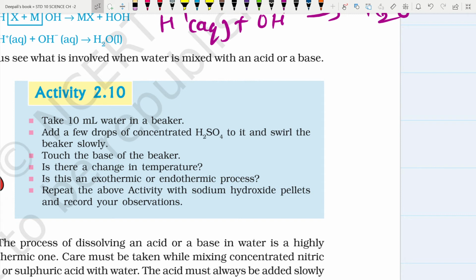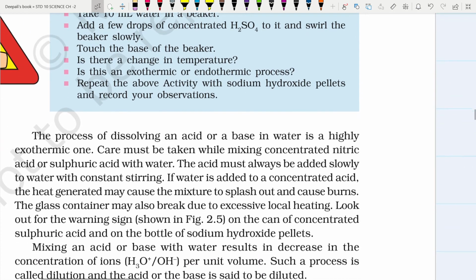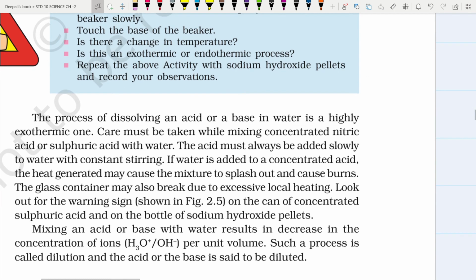The process of dissolving an acid or a base in water is exothermic in nature, and the concentration of the solution by adding water to an acid or a base always decreases. So you can easily observe that the process of dissolving an acid or base in water is highly exothermic. Care must be taken while mixing concentrated nitric acid and sulfuric acid in water. Acid must always be added slowly to water with constant stirring.